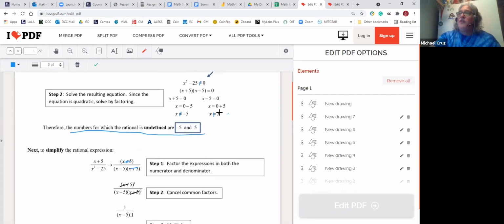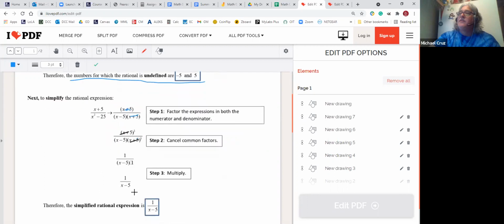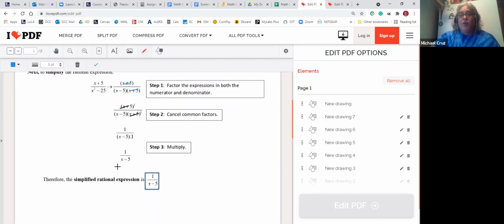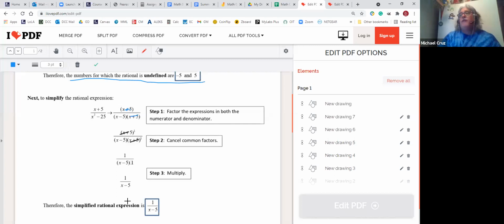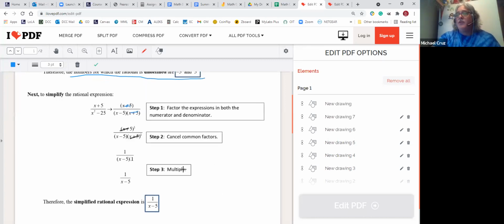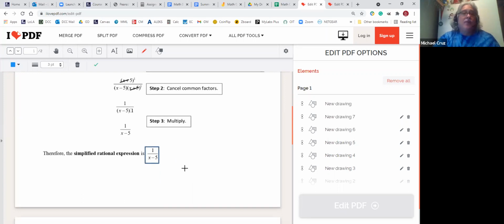Now, the reason why you want to find the restrictions first is because once it's simplified like this, you can only see that one instance that makes it 0. In other words, when it's 5, you don't know about the -5 once it's simplified. So that's why you do that before you do the simplification. So this thing simplifies to 1 over x minus 5. All right, any questions?